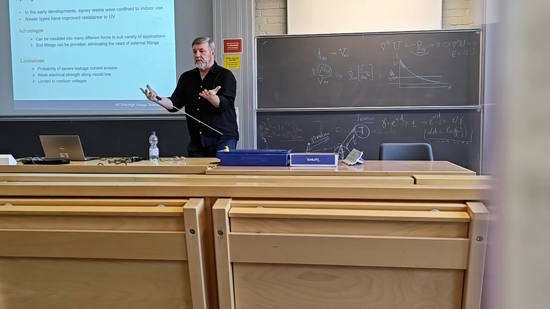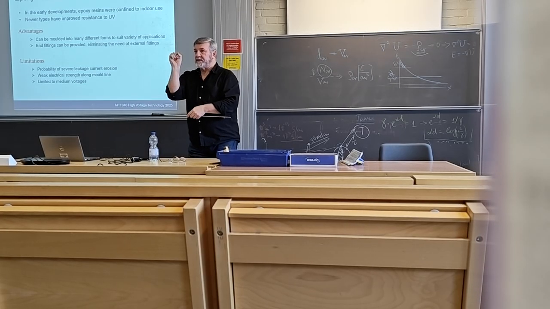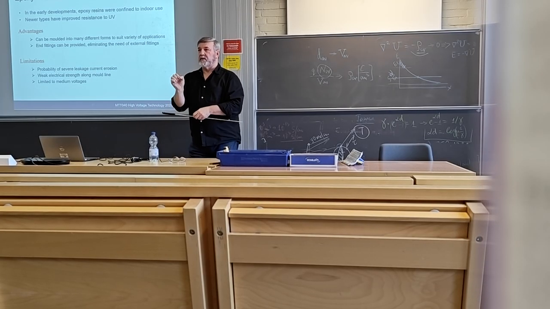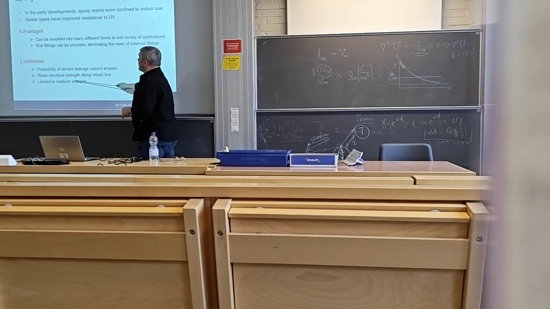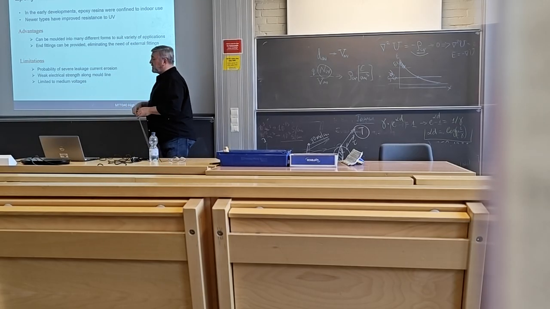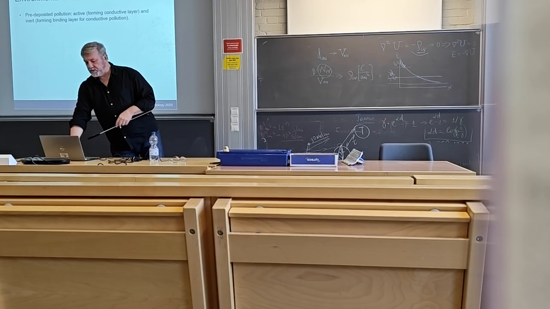So you have a mold, you fill them with the epoxy, and then it consists of two parts. When you open it, there is a molding line. And this is the weakest part, because all the things will start there. So that's why epoxy insulators, they are limited to medium voltage. And now it comes to pollutions.